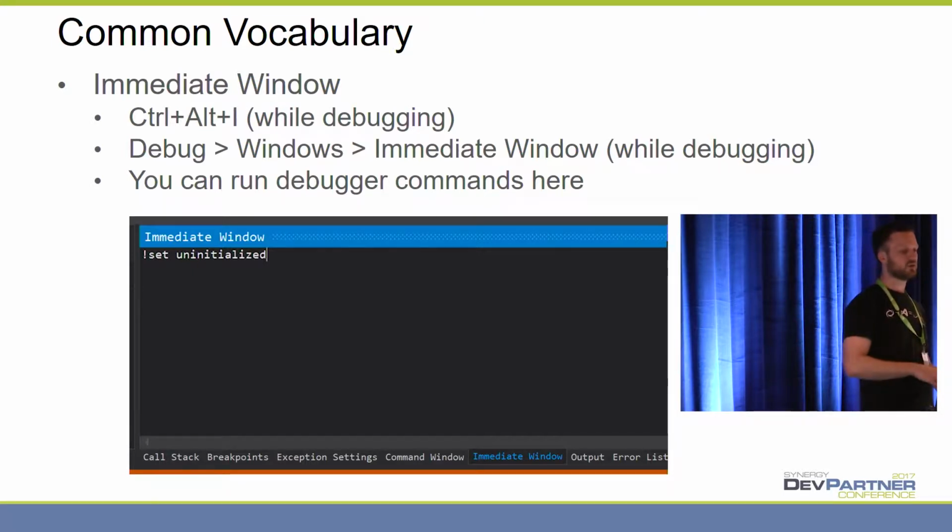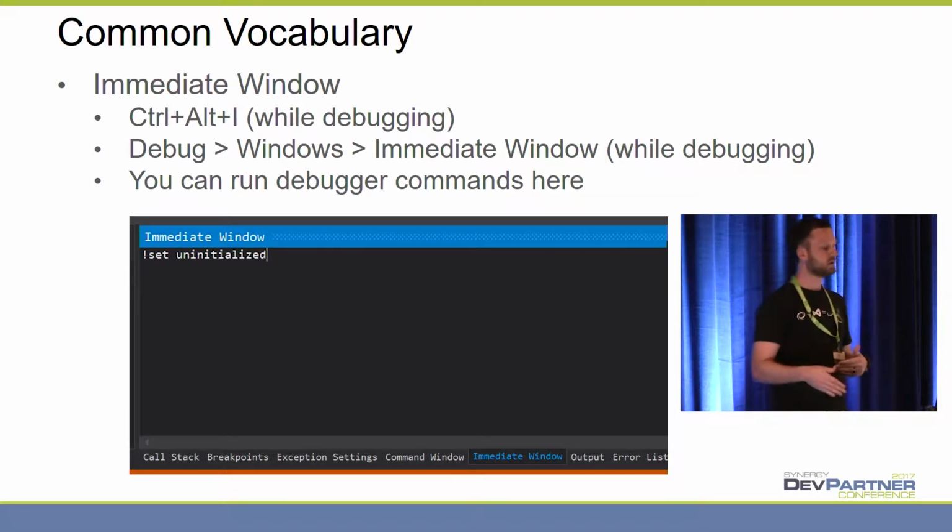So again, Control-Alt-I while you're debugging can bring this window back if you've lost it, or Debug, Windows, Immediate Window while you're debugging will bring it back as well.